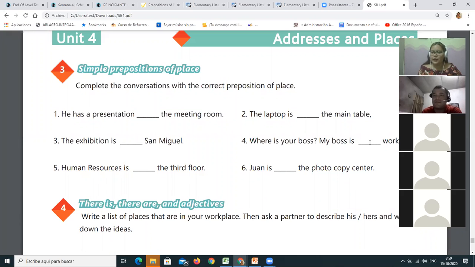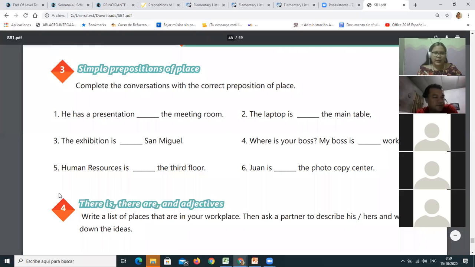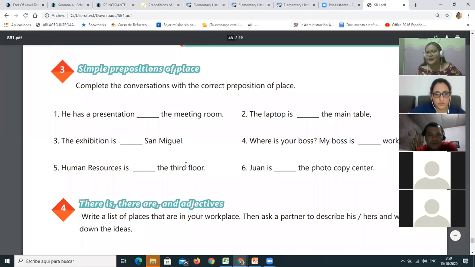They are at work. There is also another expression which is home. If you want to use the word home, you are going to say at home. I am at home. They are at home. They are some expressions already created in English. Number 5, human resources is... Exactly. On the 3rd floor.